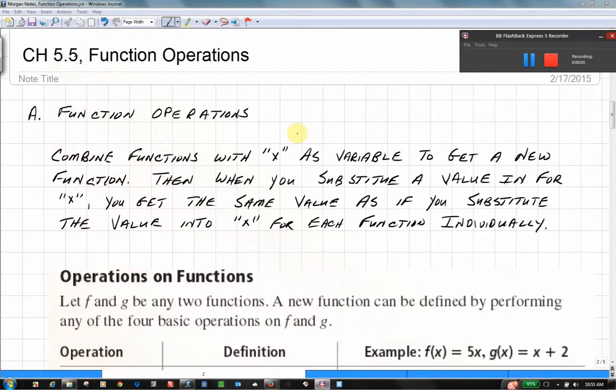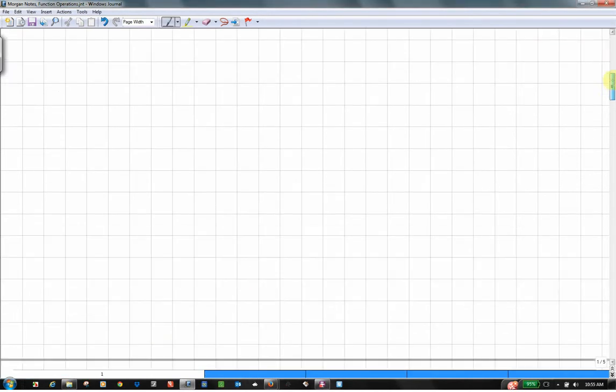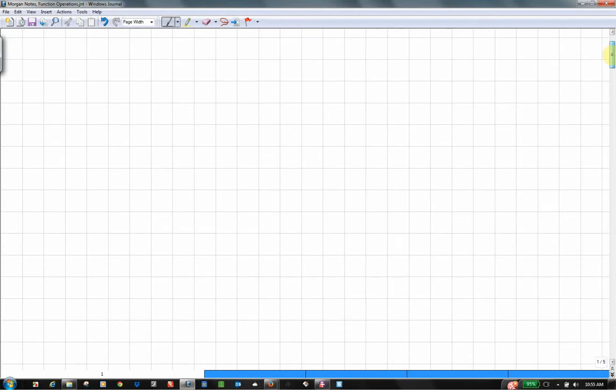Okay, what we're going to do in this lecture, we're going to combine two functions. So we're going to add, subtract, multiply, and divide two functions. Before we actually start on the notes that I've prepared, there are two ways you could do this.